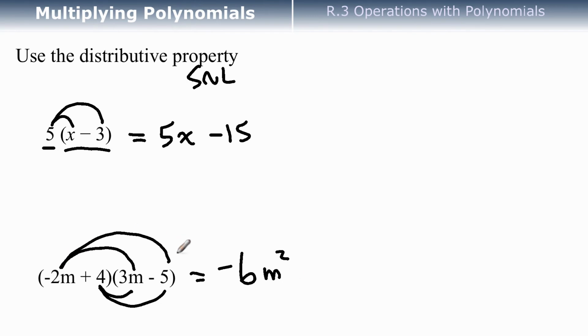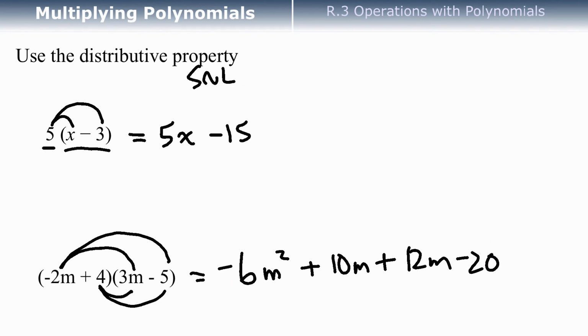Okay, now this next one would be negative 2m times negative 5. The sign will be positive. 2 times 5 is 10, and there's only one m there. And then this one, 4 times 3m is going to be positive. 4 times 3 is 12, and there's just one m. And then lastly, 4 times negative 5, negative 20.